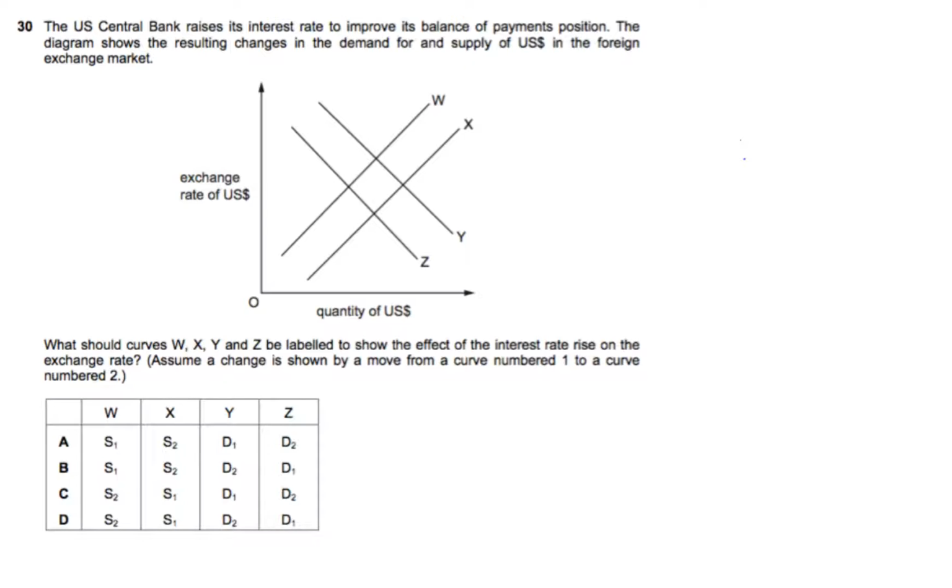the exchange rate? So assume a change is shown by a move from a curve number 1 to a curve number 2. So we have to find out which is D1, which is D2, which is S1, and which is S2 on these curves. So now let's look at what happens.